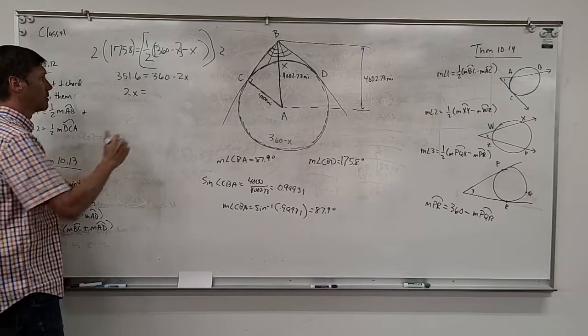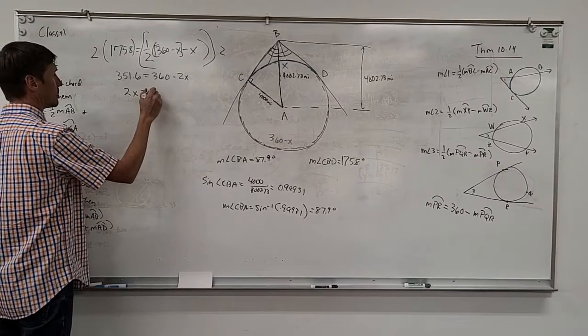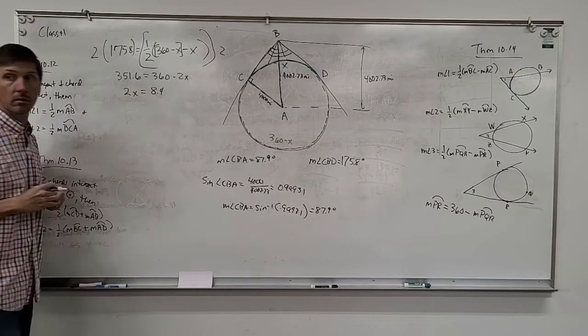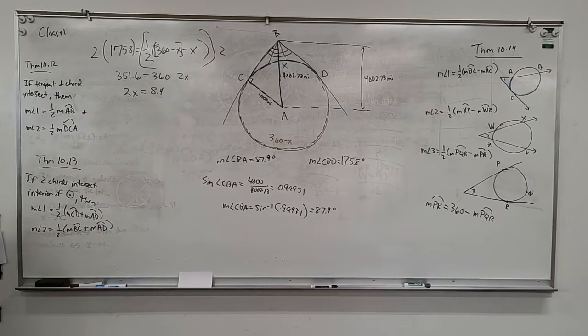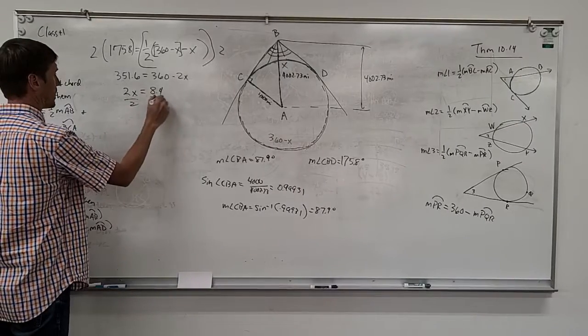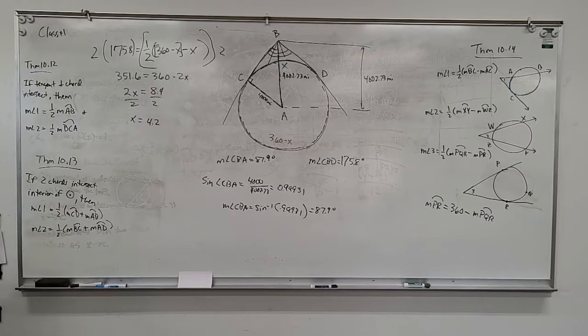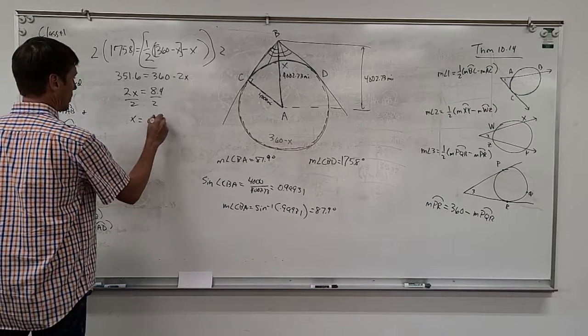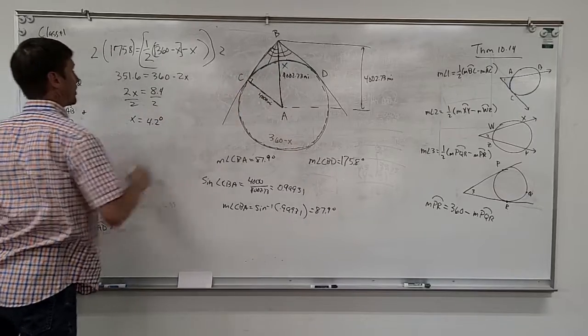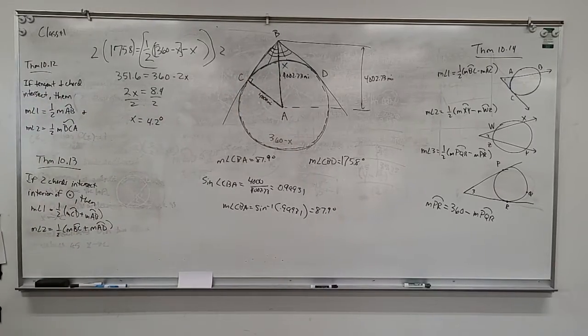Just 8.4. All right? Did I do that right? And so then if we divide both sides by 2, we can say that x is equal to 4.2. Is that what they got? Yes. So 4.2 is the measure, it's actually the degrees of this arc right here. The measure of arc CD.